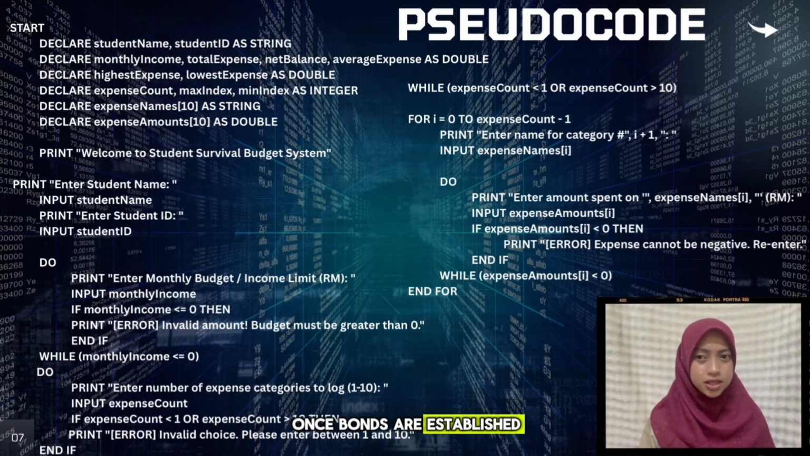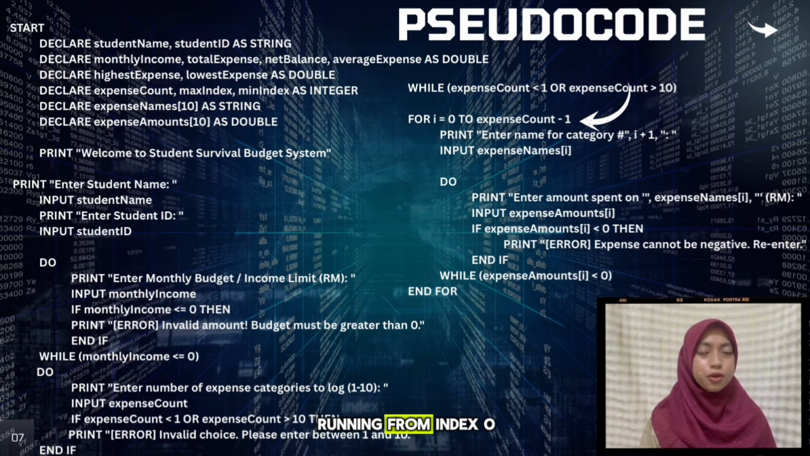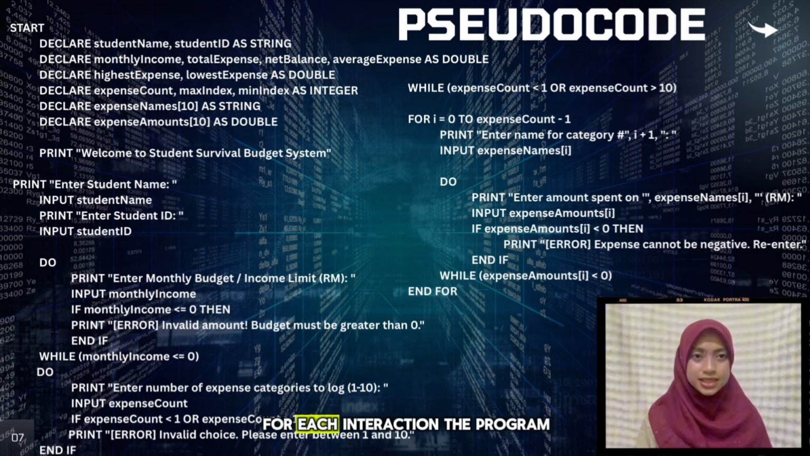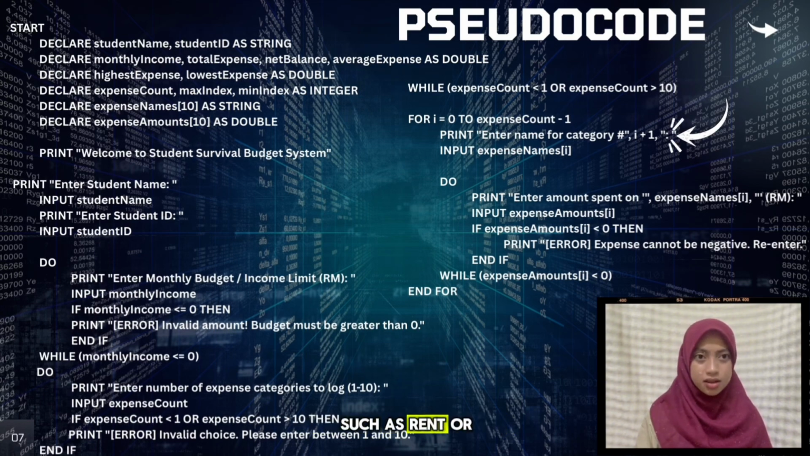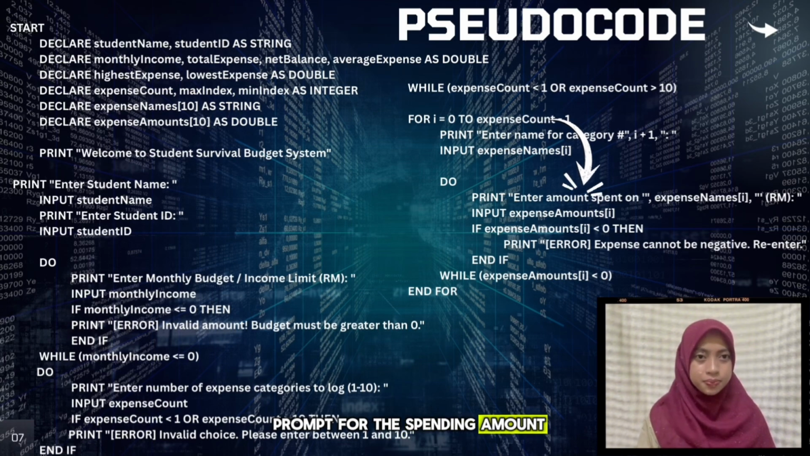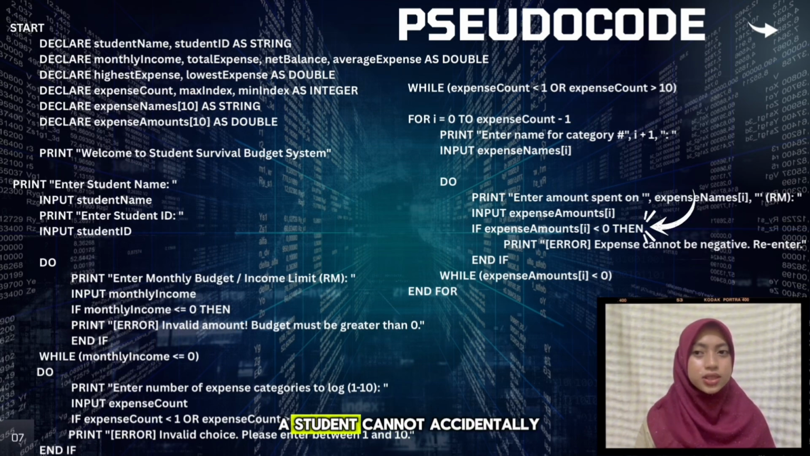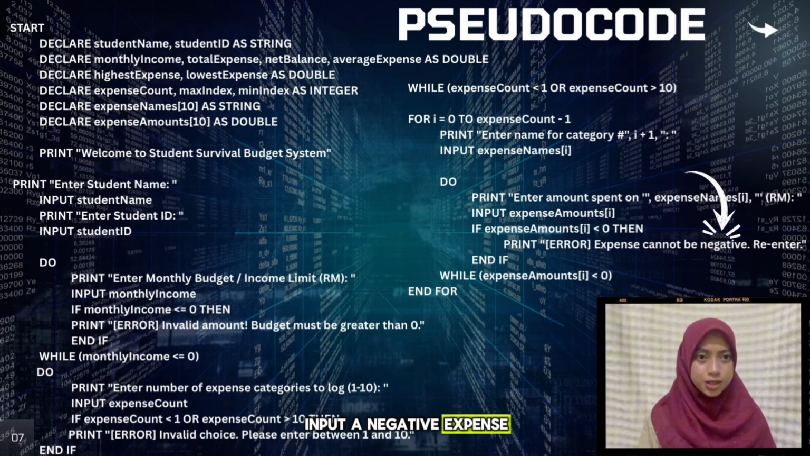Once bounds are established, the program enters a definitive interaction block using a for loop running from index 0 up to expense count minus 1. For each iteration, the program dynamically asks for the name of the category, such as rent or food, and saves it to the name array. Then, using a nested do-while loop, it prompts for the spending amount. This check ensures a student cannot accidentally input a negative expense, preserving the integrity of our calculation dataset.